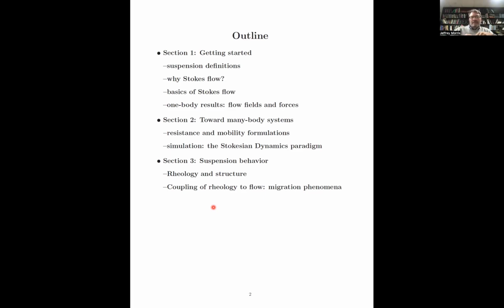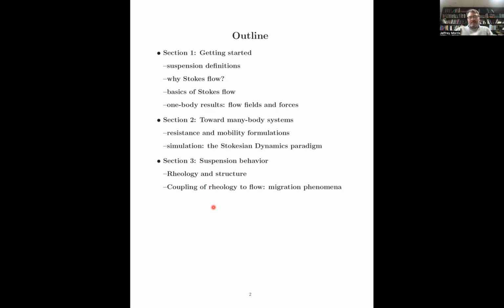And then we'll look at some two-body problems and look toward many-body systems and the ideas of how do you get to a simulation that can deal with many-body systems. And since I'm talking about this in the framework of rigorous Stokes flow hydrodynamics, I'll talk about the Stokesian dynamics paradigm as one way to simulate. There are many ways now to simulate these behaviors, but this is the one that I'm going to talk about.